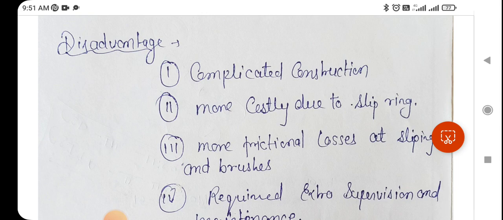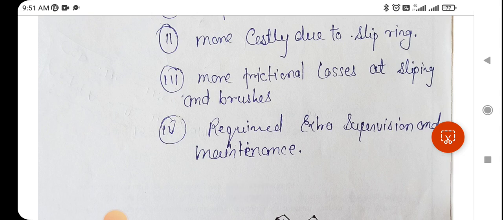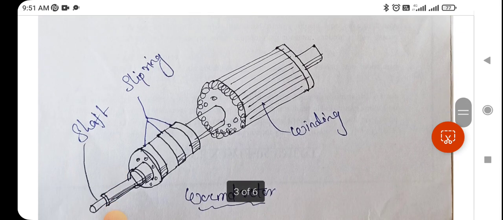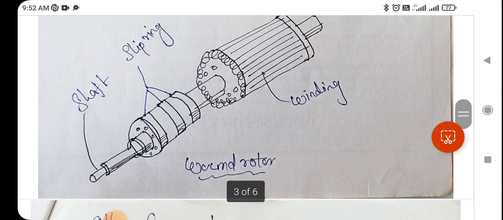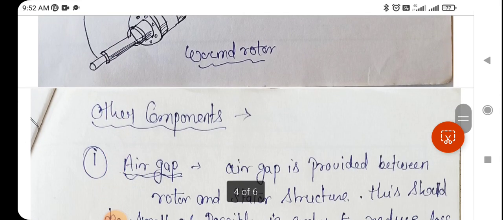Complicated construction, more costly due to the slip rings, and more frictional loss at the slip rings and brushes, which require extra supervision and maintenance. It requires extra supervision because it works on very precise speed control. So obviously it requires high control, high supervision and maintenance.